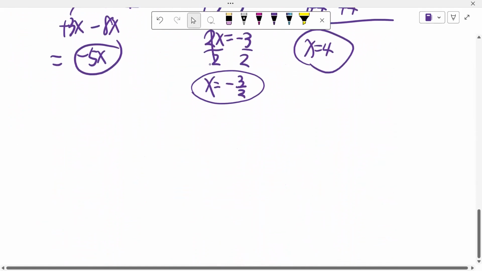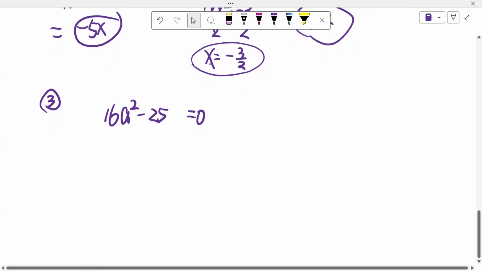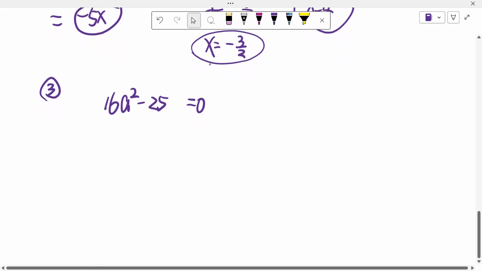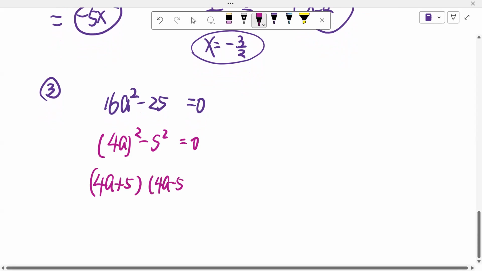Okay, and the third type, it should be a difference of 2 squares. So go on like this. Let's say we have 16a squared minus 25 equals 0. Then in order to solve for this, the left hand side, the difference of 2 squares, you can rewrite it as (4a) squared minus 5 squared equal to 0, and (4a + 5)(4a - 5).